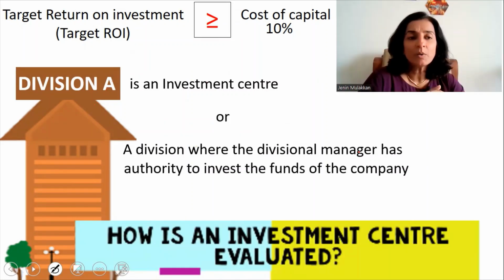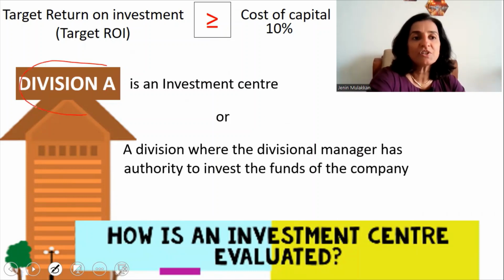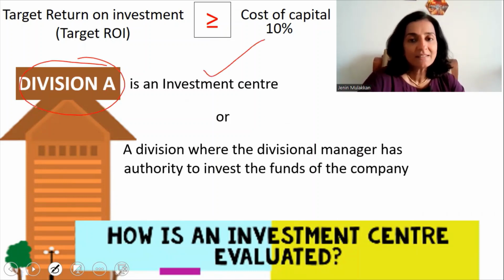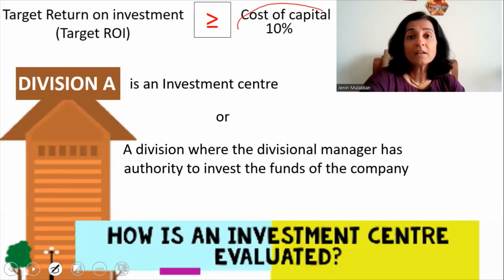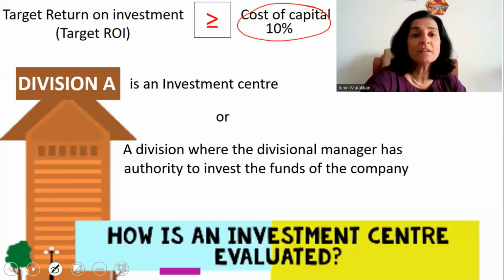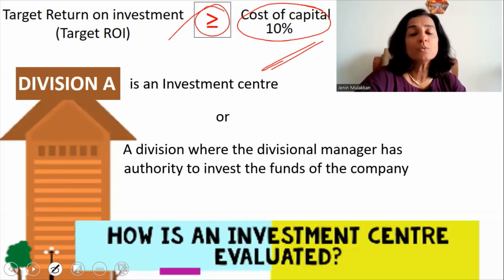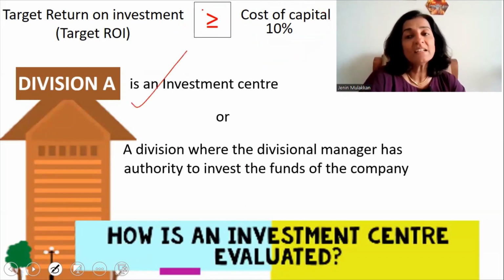So what is the situation out here? On one side, you have Division A, which is an investment center. That is, the divisional manager has the authority to invest the funds of the company. And on the other side, you have the company or the head office, where the cost of capital is 10%. So their target return on investment should be greater than or equal to 10%. Now, since Division A is an investment center, this target return on investment will be fixed by the head office for that particular division, and it will evaluate the performance of the division.